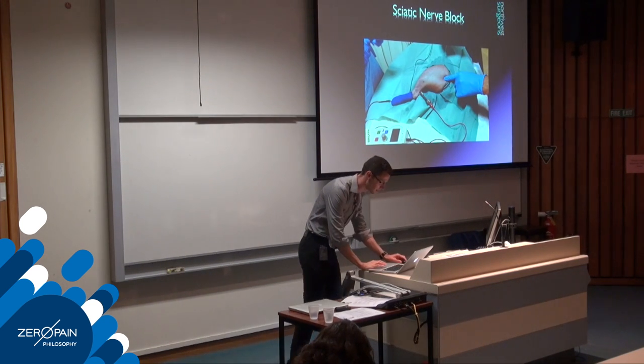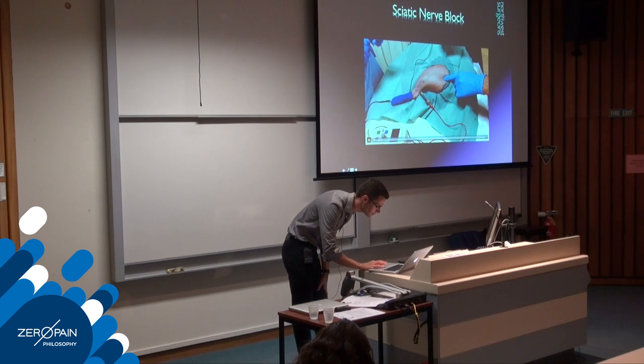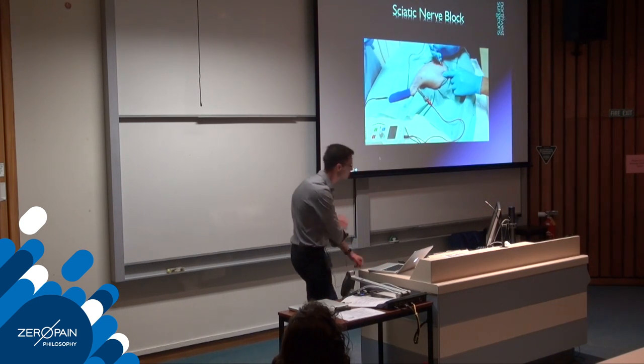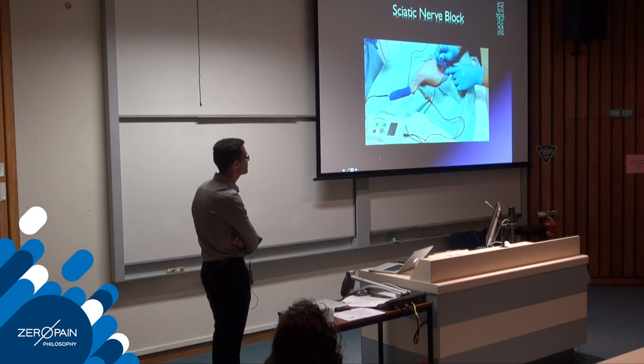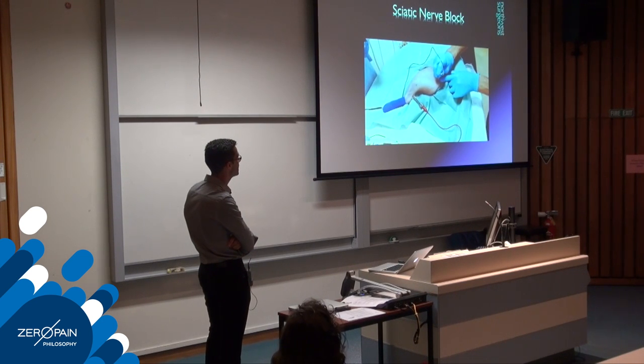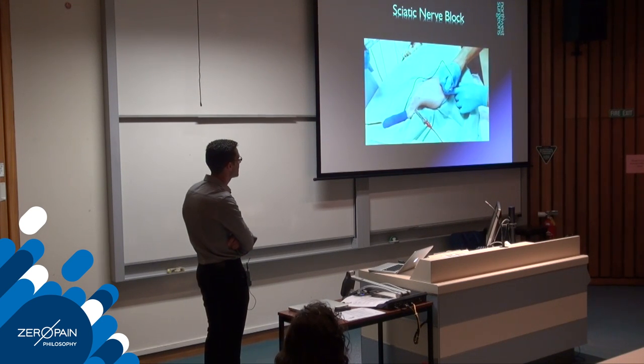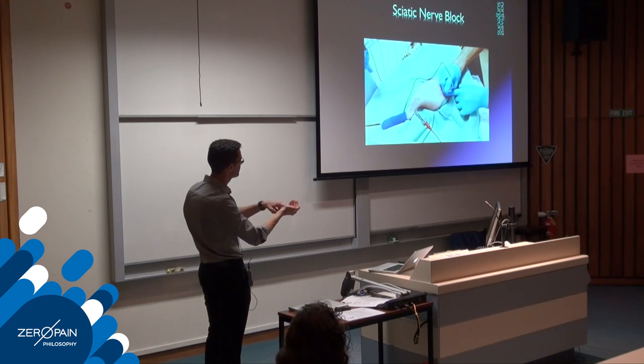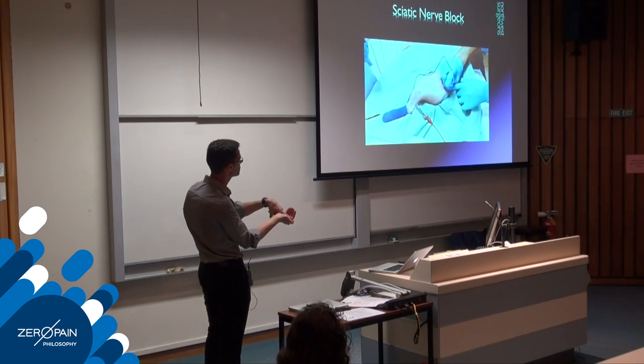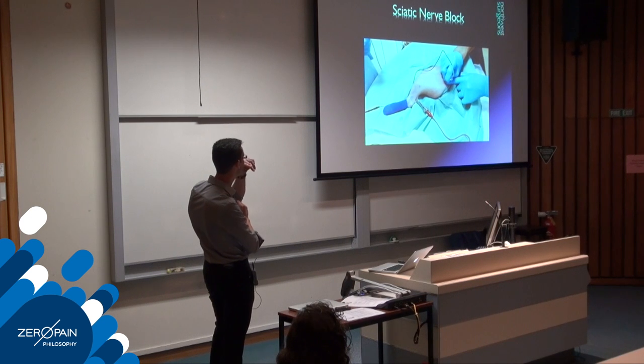Let's see how this sciatic nerve block works. So we're just going off the back of the greater trochanter here and aiming. The sciatic nerve is just running through that nice groove there, and that's exactly what you want to see.